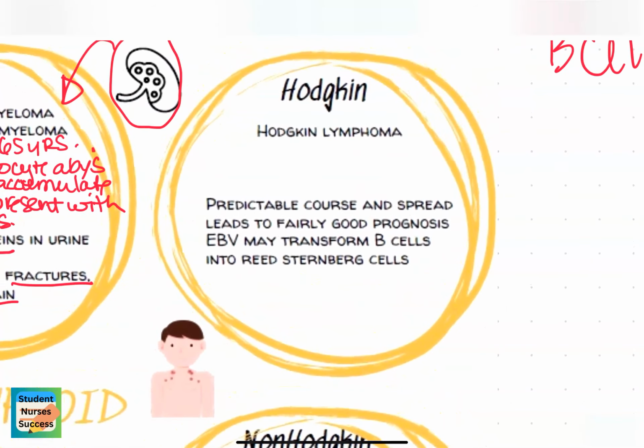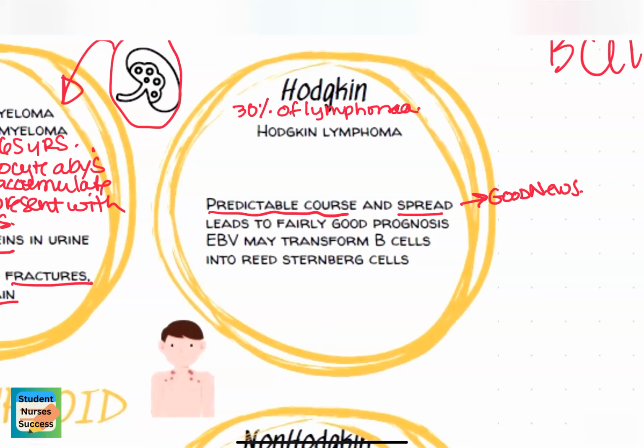Our second to last disorder is Hodgkin's lymphoma. Now, about 30% of lymphomas are Hodgkin's. And that's actually good news because the thing with Hodgkin's disease is that it has a very predictable course and spread. And this is good news because we know where Hodgkin's is going to go before it even goes there. And if we know how it's going to progress, we can actually treat it much better.